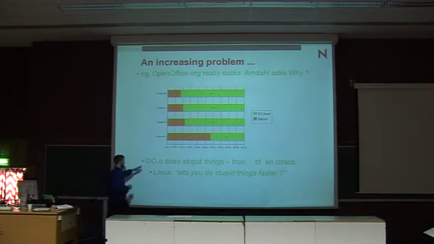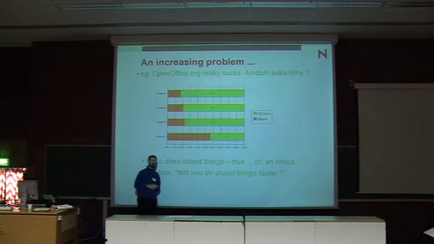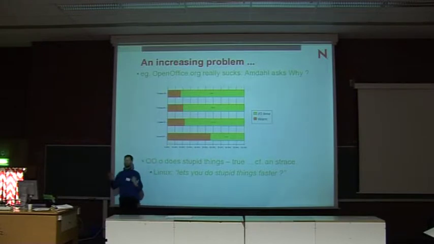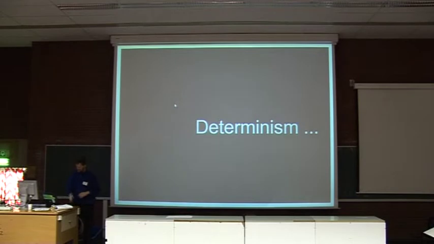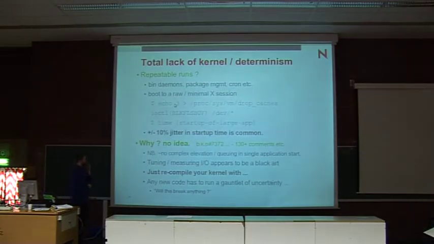And OpenOffice does a whole load of stupid things, that's very true. You can run strace on it, and you can see all these system calls it's doing that it shouldn't do, and so on. But they all fit in the small part here. They're not I/O specific. They are clearly in the 20% and decreasing piece. The 80% is clearly the I/O time. And my thesis is that Linux should let you do stupid things faster, because people go doing stupid things all over the place.